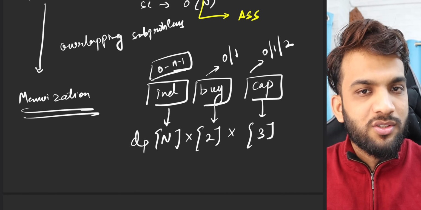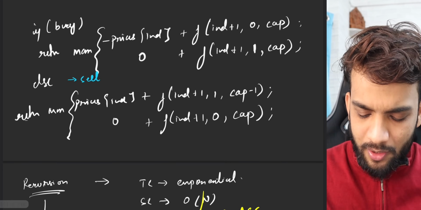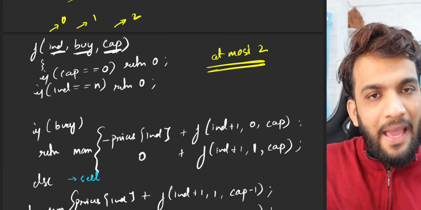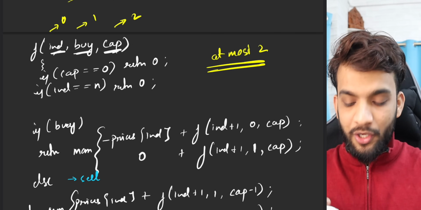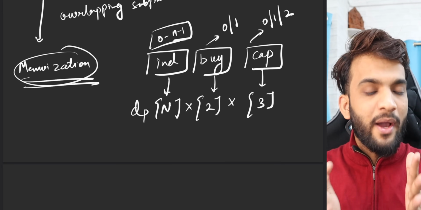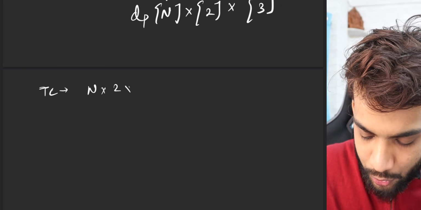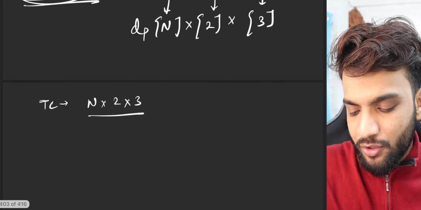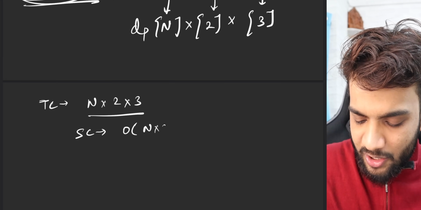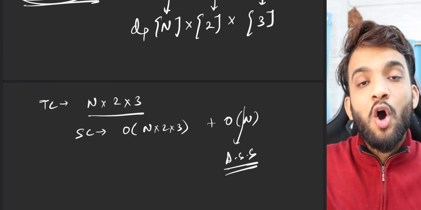And if you're able to do this, yes, you will be able to code this up. Now, this is kind of a 3D DP, you can call it. Just make sure you memoize in terms of index, buy and cap before returning. That's what you just need to do in order to convert this into a memoization solution. And if you're able to convert this into a memoization solution, the time complexity of that solution will be n cross 2 cross 3, because that's what you have over here. And the space complexity will obviously be n cross 2 cross 3 plus the auxiliary stack space of the recursion.